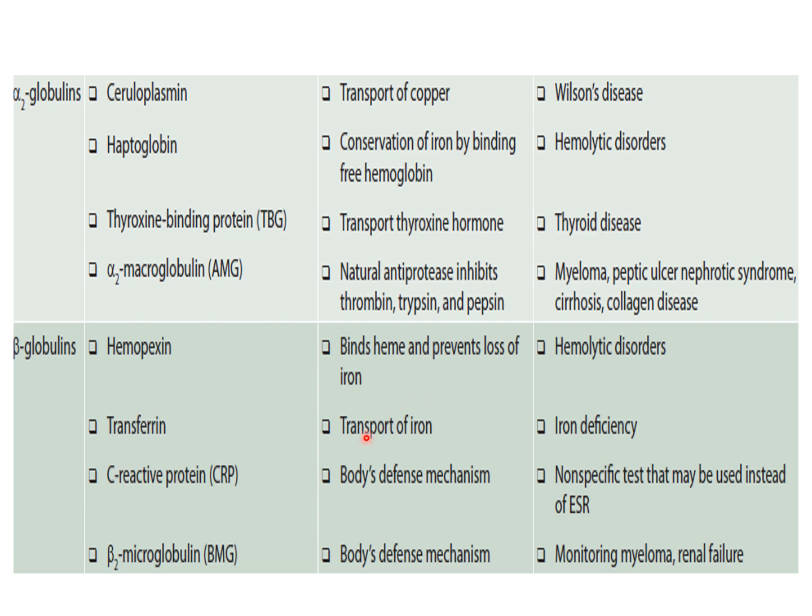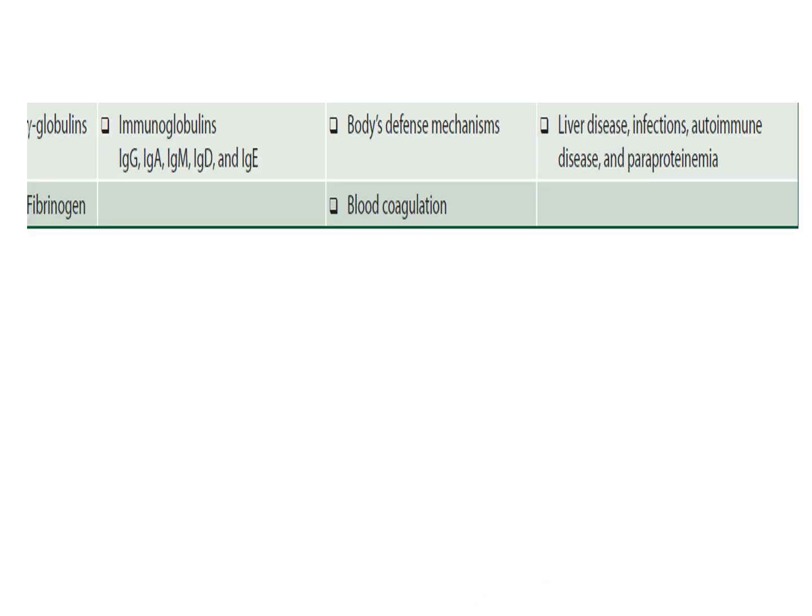Transferrin transports iron, and importance lies in iron deficiency. C-reactive protein is important for the body's defense mechanism, while its diagnostic importance is in the non-specific test that may be used instead of ESR. It's a major marker of inflammation, a well-established marker of various categories of inflammations. Then beta 2 microglobulin, body's defense mechanism, and importance lies in monitoring myeloma and renal failure.